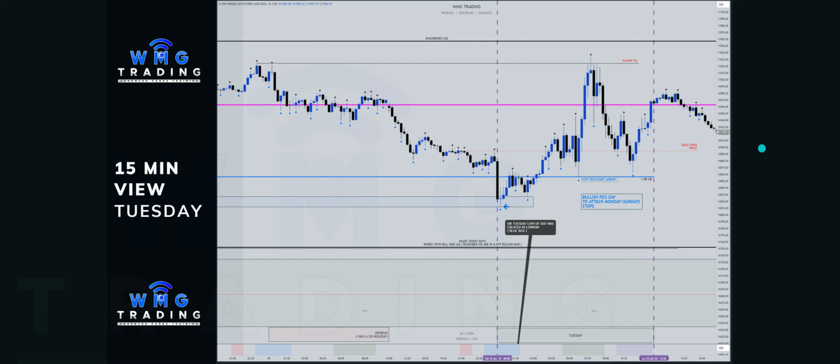But this logic, again, helps you narrow out where the best buys are: below the daily open price, below Sunday's open price, and the best sells above. So in this case, we could see the best buys came from below.